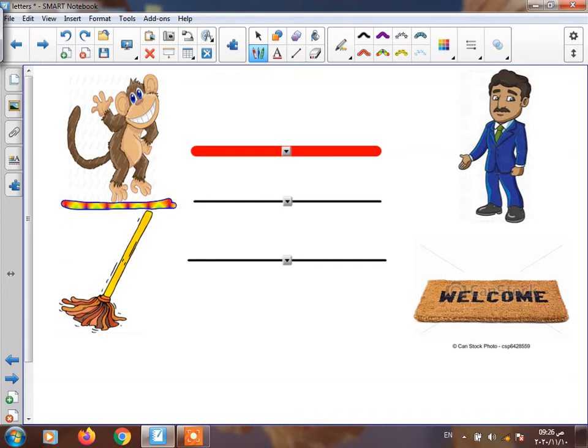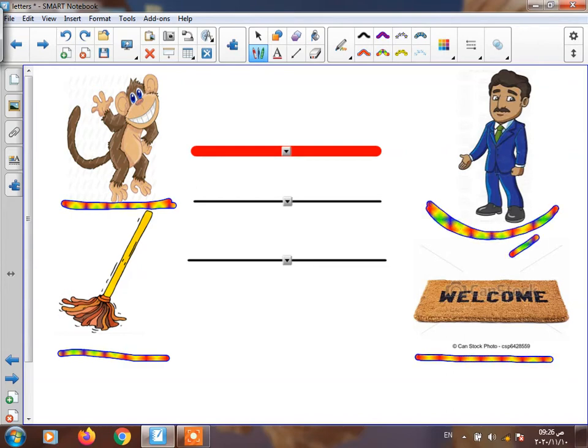Here, KG2, it's a monkey. It's a mop. It's a mat. He is a man. Man, monkey, mop, mat. Start with sound M. Start with letter M. How can I write letter M?